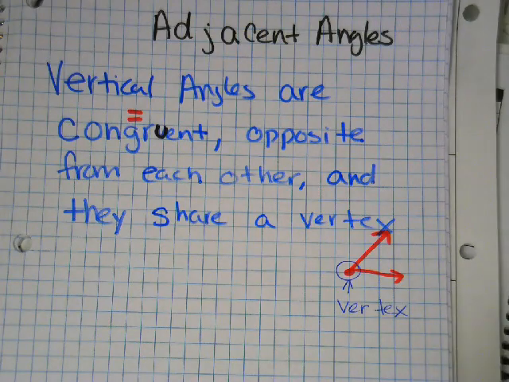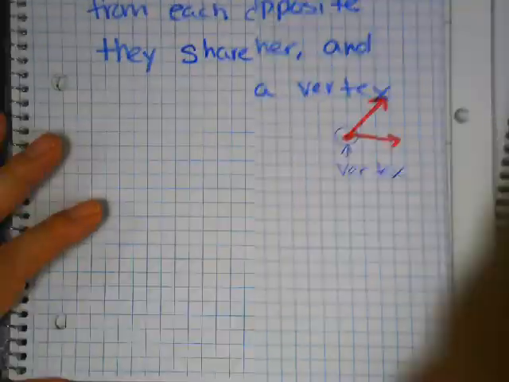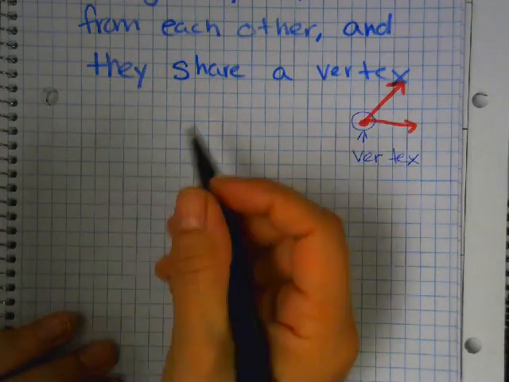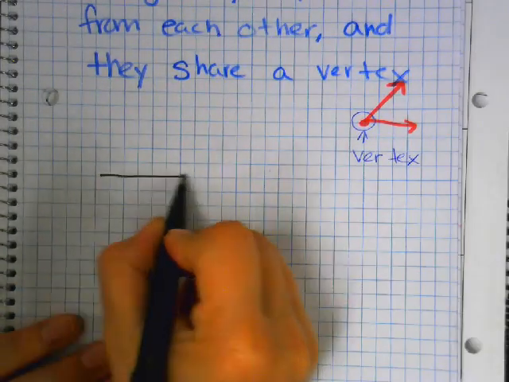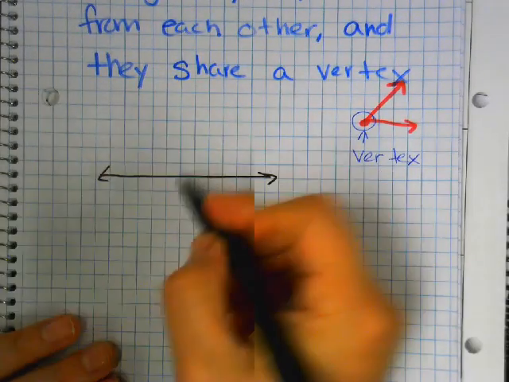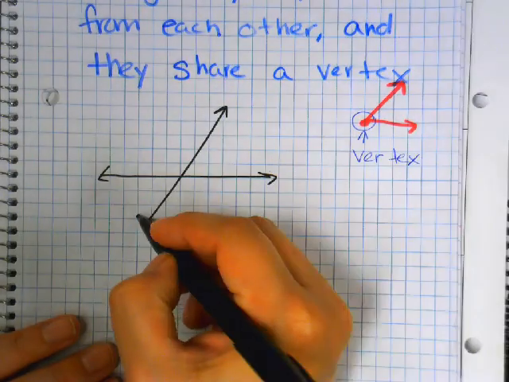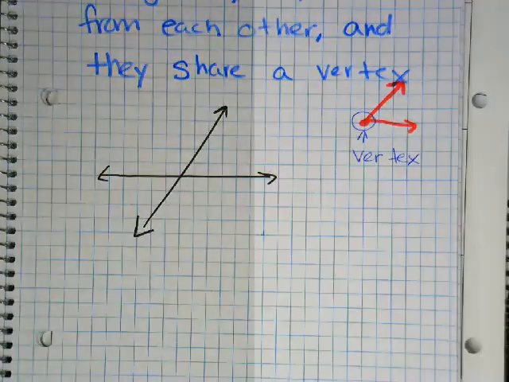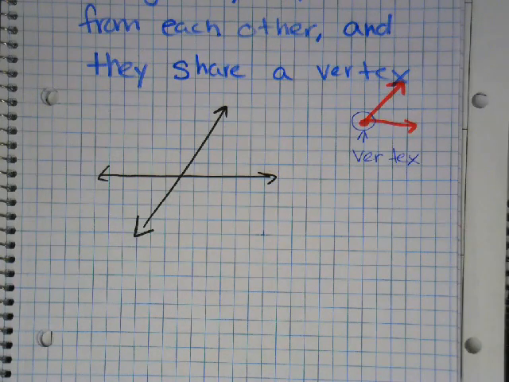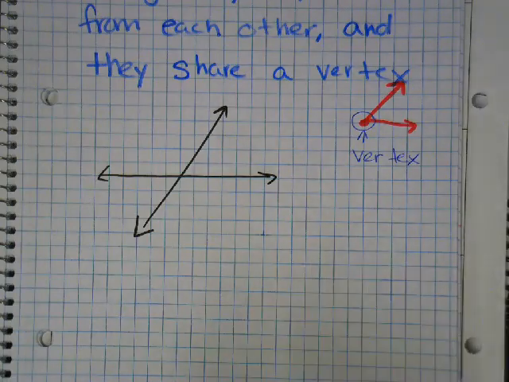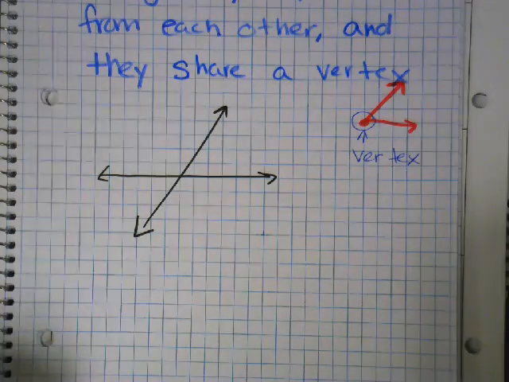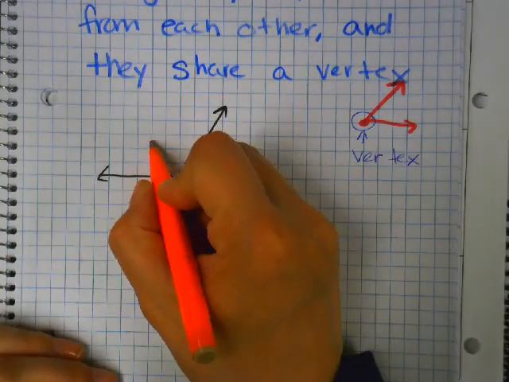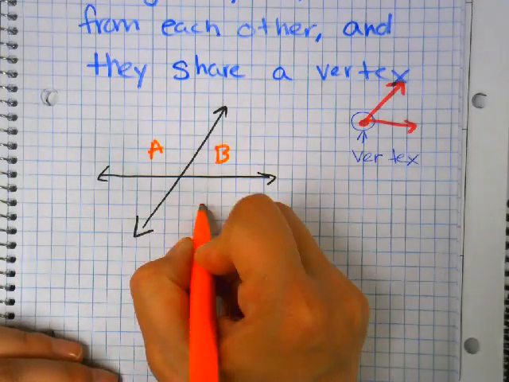All right. Vertical angles are shown when you have two lines that intersect each other. So here is one line, and here's the next line. How many angles did these two lines crossing each other create? 4 angles. 1, 2, 3, 4. I had 2 straight angles, and now they are 4 angles. So I'll call these angles A, B, C, and D.